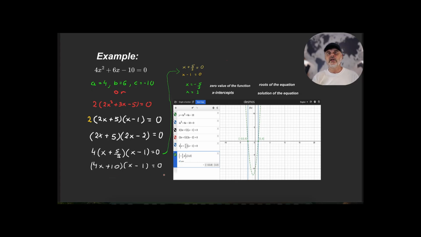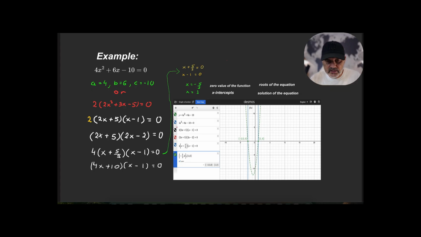So how does it connect with the graph? We are using Desmos Graphing, the free software that is available throughout the world for all of us. So use it. By entering Desmos, you can enter this trinomial as y is equal to 4x squared plus 6x minus 10, or you can simply enter the trinomial 4x squared plus 6x minus 10 without making it equal to 0.